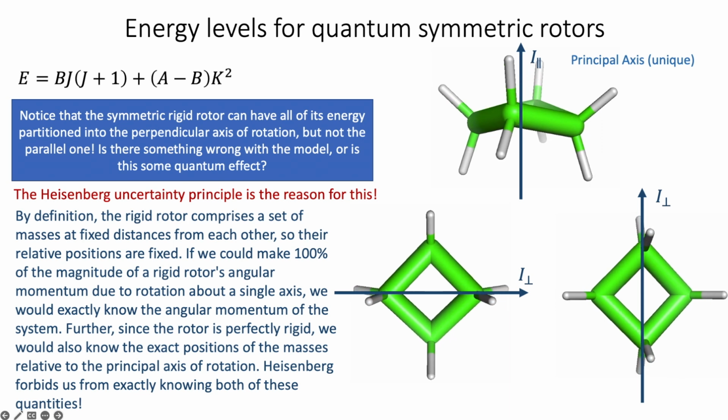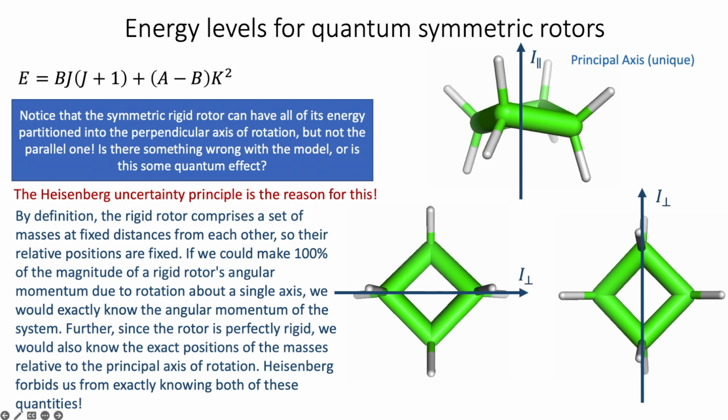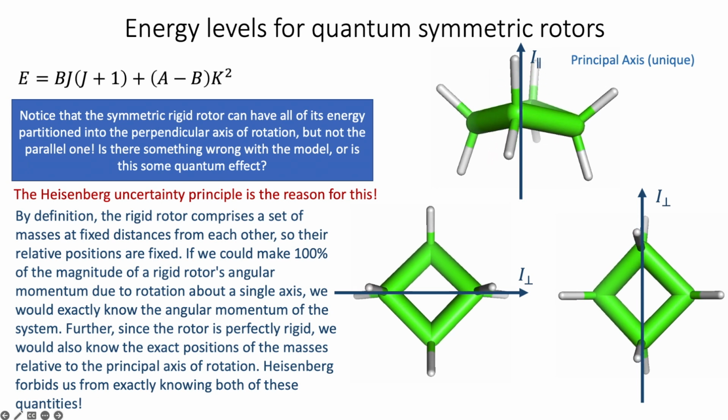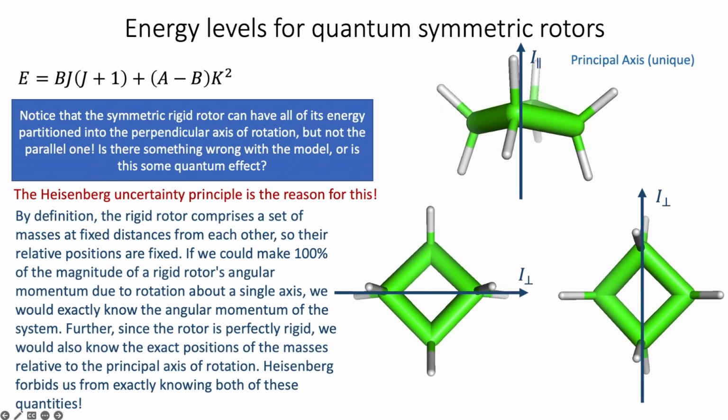So if it were allowed to only rotate along this single unique principal axis, if that were possible, it would violate the Heisenberg uncertainty principle. And I think that's fascinating. So now, okay, why is it allowed to be confined to only the perpendicular one?